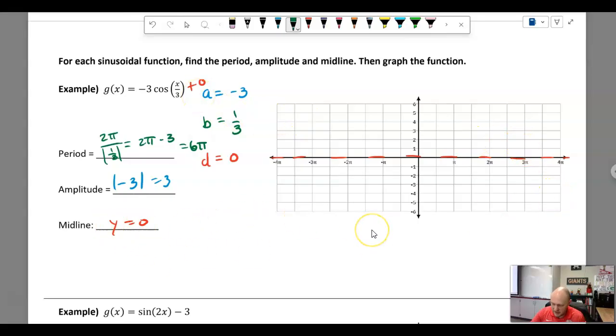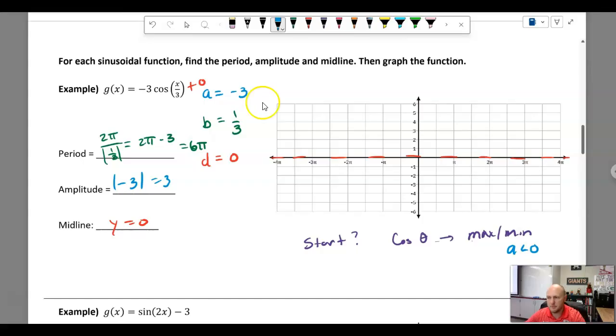So let's go ahead and graph. Where am I going to start? Well, this is a cosine function, and cosine functions always start at extrema, maxes or mins. Because our A value is negative, I am going to start at the minimum. I have an amplitude of 3, so from 0, 0, I'm going to go down 3. My graph will start down here.